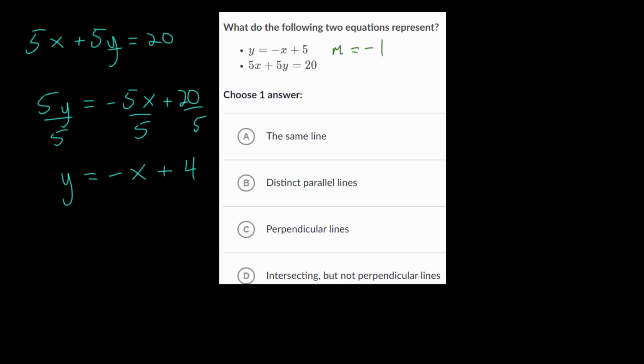Notice with this equation that the slope, the number multiplied by x, again is -1. So the slope here is -1, which was the same slope as the first equation. The main difference between this example and the first one is the y-intercept. The y-intercept here is 4, but here it's 5. So these are two equations with the same slope, but they have different y-intercepts. So these two lines are going to be parallel.